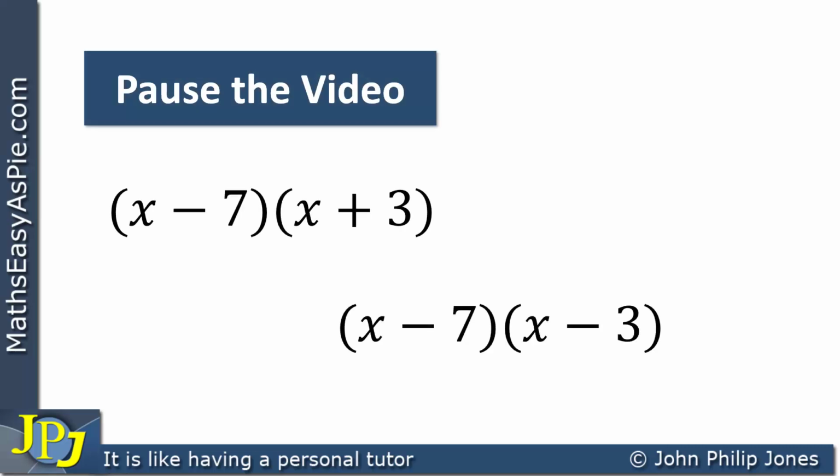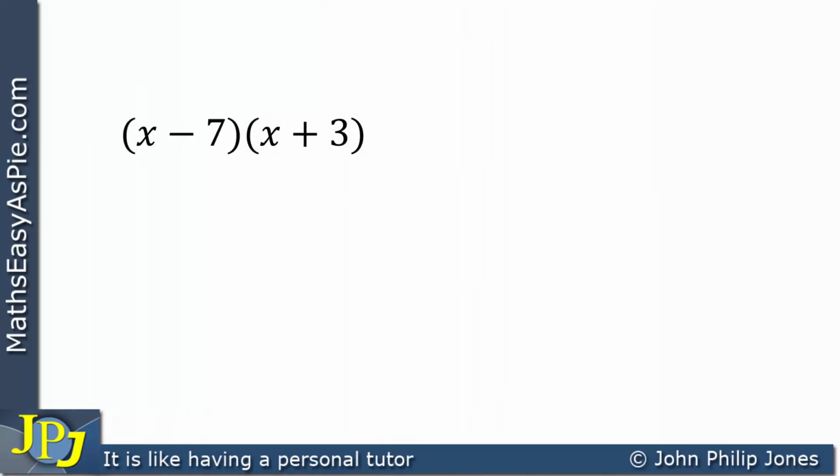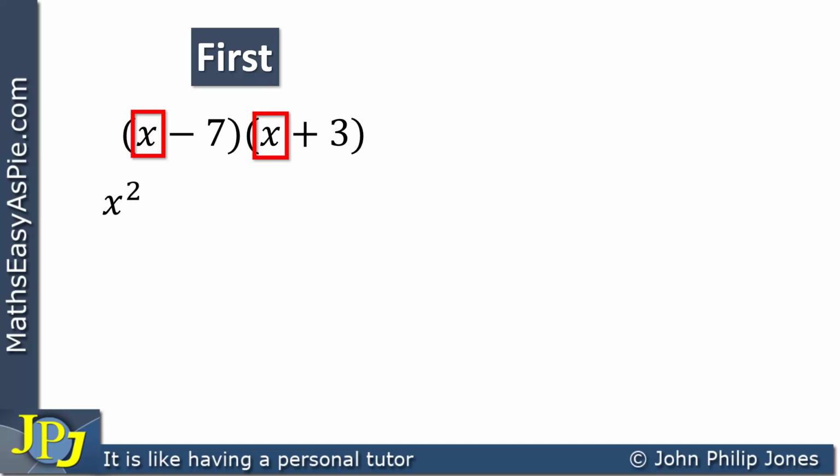Pause the video and have a go at expanding these two examples. Let's consider the first example, and we look to the first, which is this x and this x. We multiply those together, and that will give us x squared.